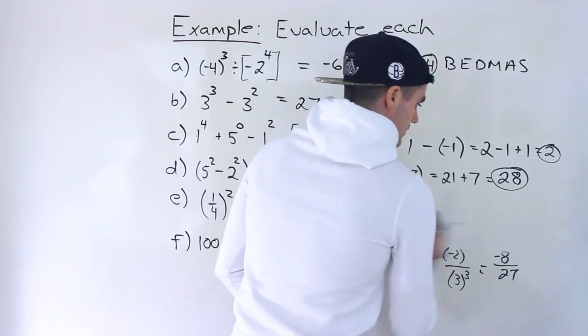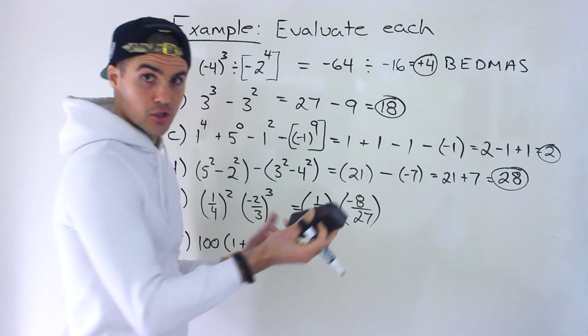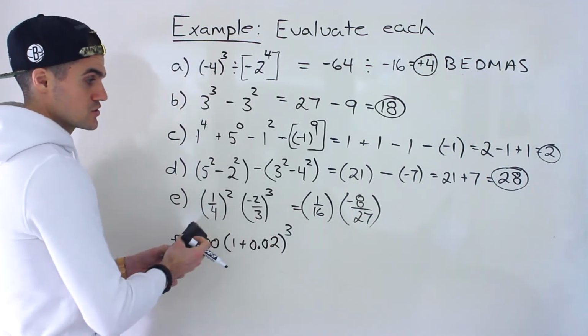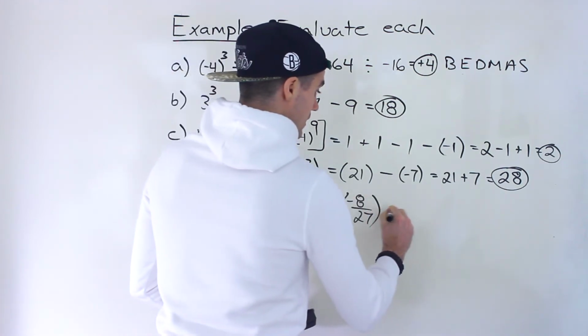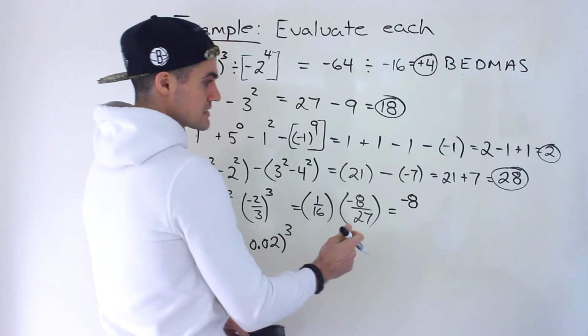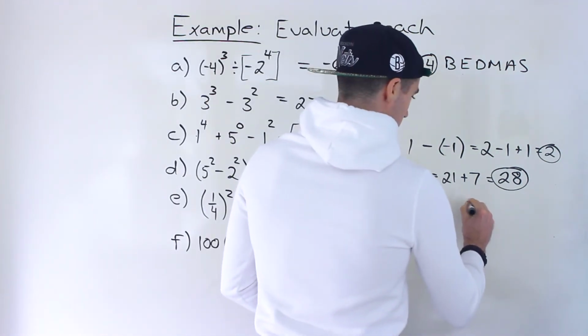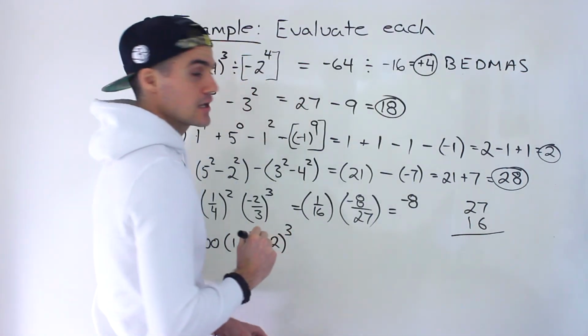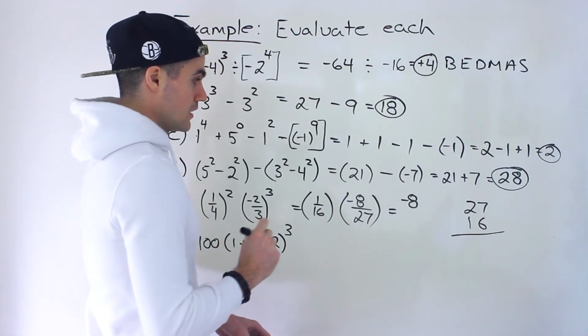All right, and then we can do the multiplication because we simplified the exponential expressions first. So we'd have 1 times negative 8, which would give us negative 8 like that. And then we'd have 16 times 27. We can do it in a calculator. Let's maybe just review some multiplication over here.